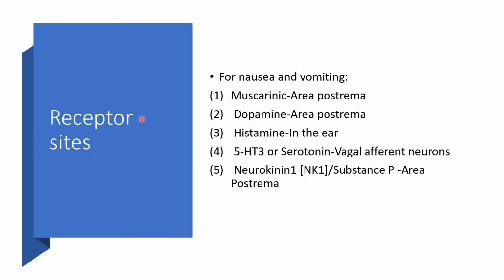Now, before we start picking the medications one by one, we need to know why. There are receptor sites, and there are different medications for each site. For nausea and vomiting, we'll have muscarinic area postrema. We have dopamine area postrema. Histamine is found in the ear. 5-hydroxytryptamine or serotonin, and neurokinin-1 or substance P area.